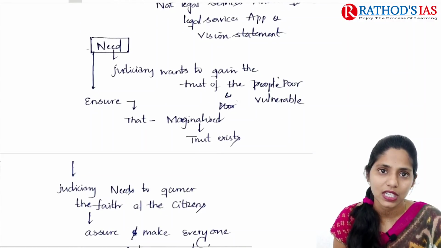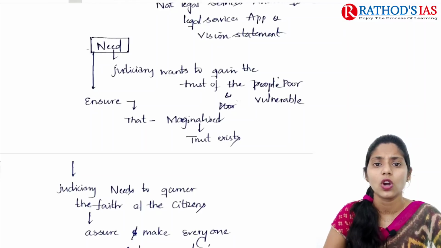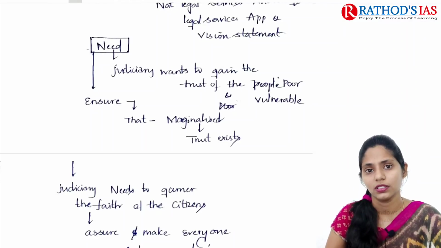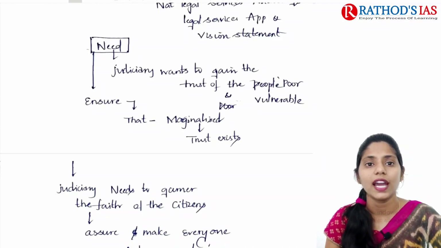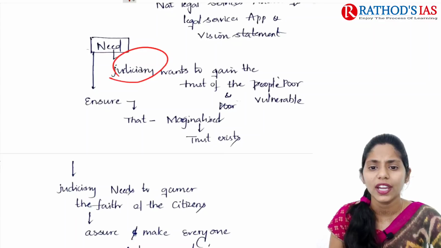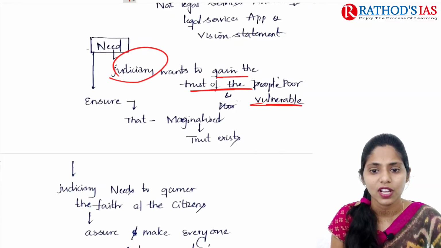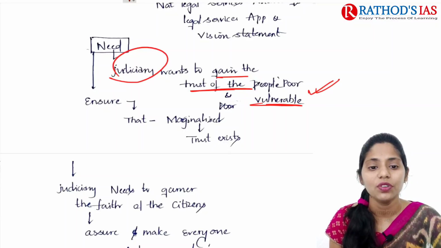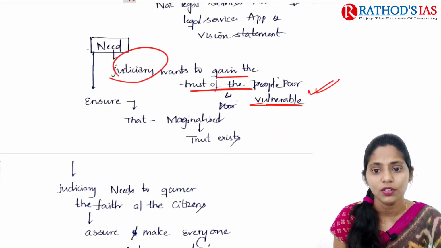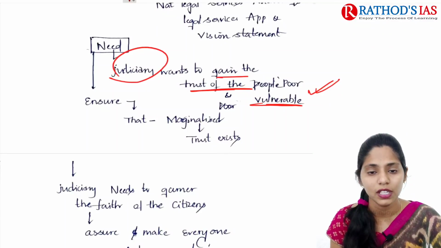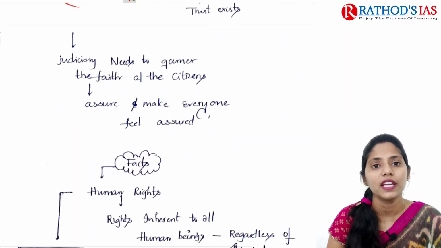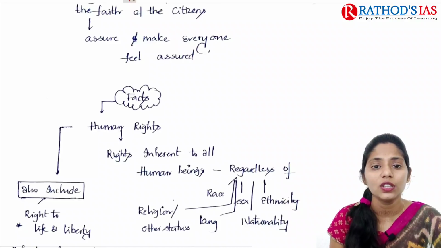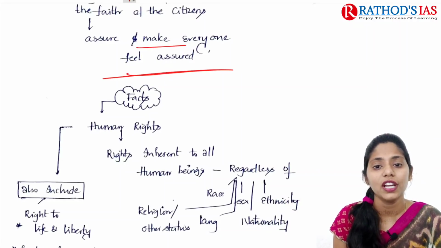So what can be done here? Because of the increasing custodial torture and custodial deaths, that led to erosion of people's trust in the police. So here, what can be done? The judiciary wants to gain the trust of the poor and vulnerable, and the judiciary said that we need to ensure the trust of the poor, vulnerable and marginalized. This is a thing that we need to ensure to the public. The judiciary needs to garner the faith of the citizens, and needs to make everyone feel assured.